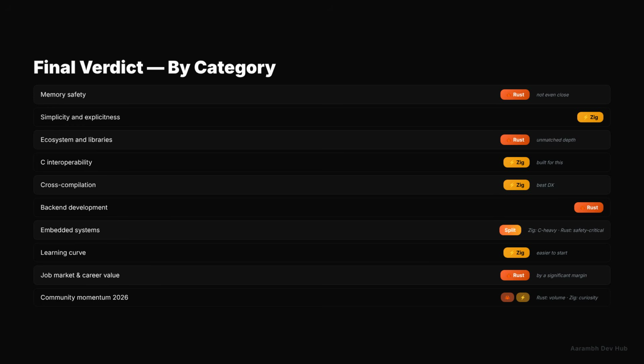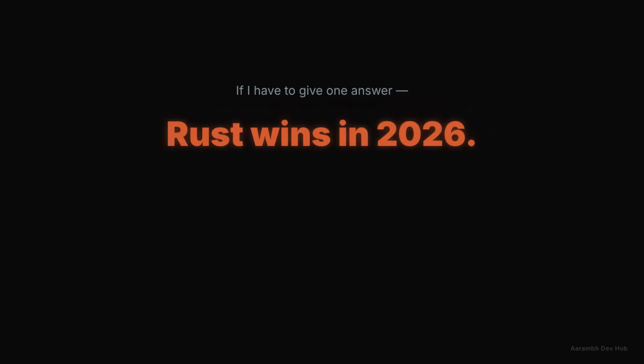Backend development, Rust. Mature async runtime, web frameworks, ORMs, and production examples. Embedded systems, Zig is stronger for C-heavy embedded work. Rust is stronger for safety-critical embedded work. Split decision. Learning curve, Zig is easier to start. Rust is harder to learn but rewards you more over time. Job market and career value, Rust, by a significant margin. Community momentum in 2026, Rust has the volume. Zig has the curiosity.